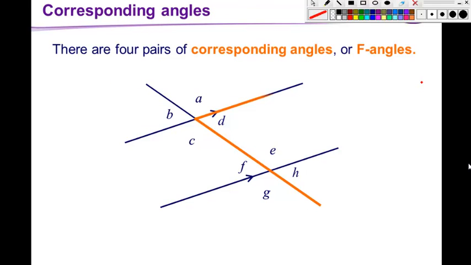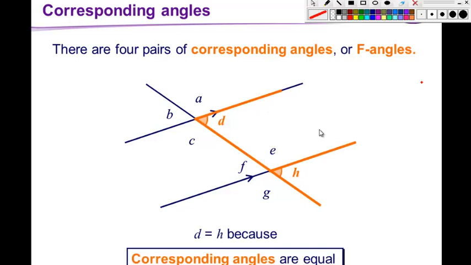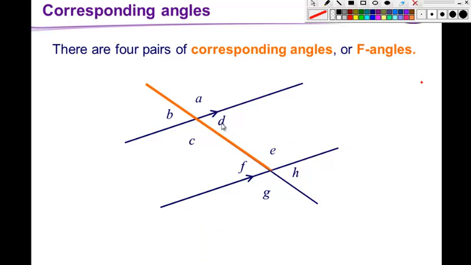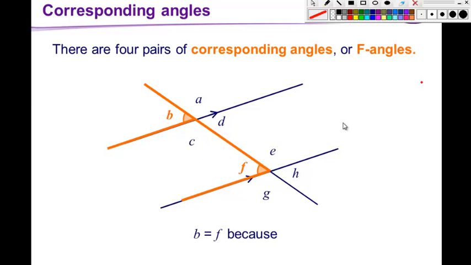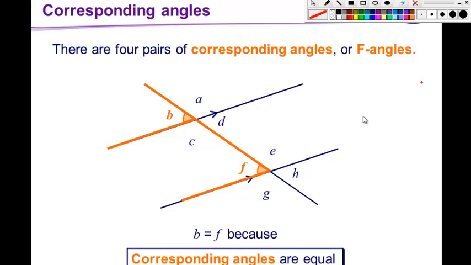The next one, if we look at this, makes an F angle, a corresponding angle. So that means that h and d are the same, but we can draw our F a different way. We can draw it that way, so that means that a and e are the same. We can then draw it back this way, and so that again makes an F, so c and g are the same. And finally we can draw it that way and make b and f the same. All of those are corresponding angles on parallel lines are equal.